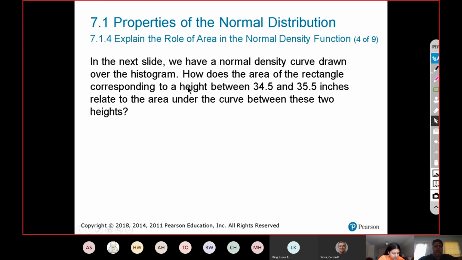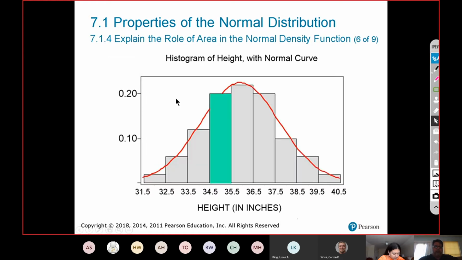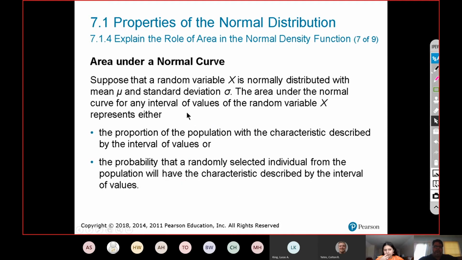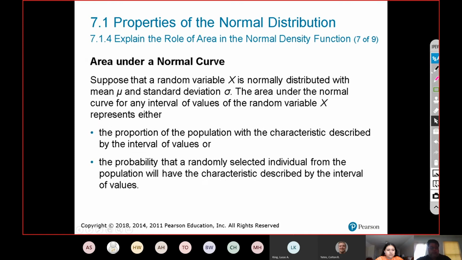Okay. Area under the curve is just like probability. All right, I'm going to go back here. We're going to write this down. Go ahead and write: area under the normal curve is just like probability. Area equals probability. Just write that down.